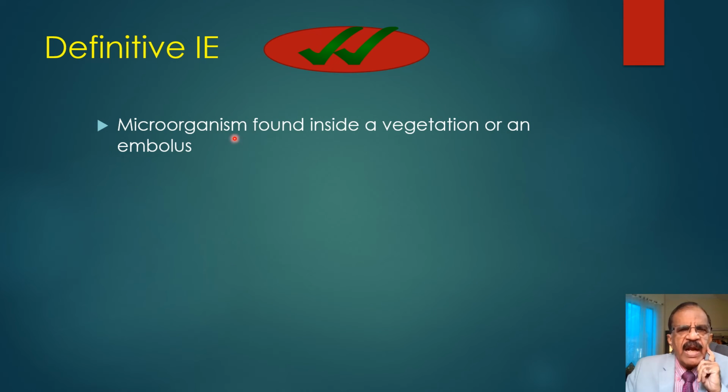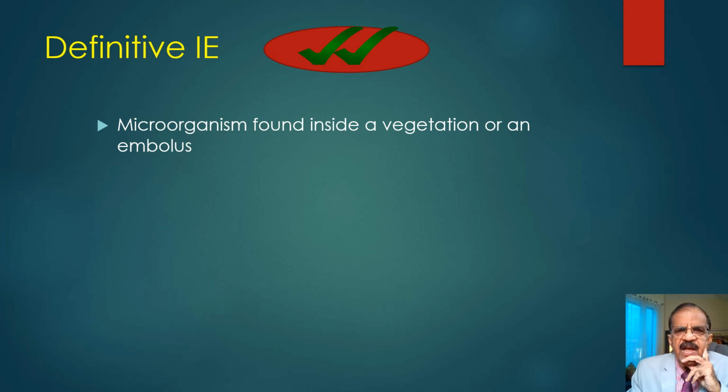A definitive endocarditis, in the pathological sense, is a microorganism found inside a vegetation or an embolus. When you are doing an open heart surgery, sometimes you have to operate on these patients, you remove a vegetation and then you do the microscopic examination, you find some organism sitting right inside the vegetation. Or the patient had thrown an embolus into some artery and you find the organism in that embolus. So that is definitive pathological diagnosis, but it has a limitation. We can't make our clinical diagnosis based on this.